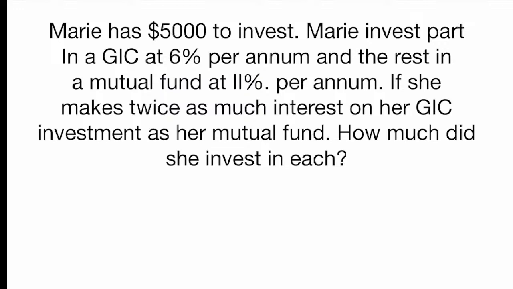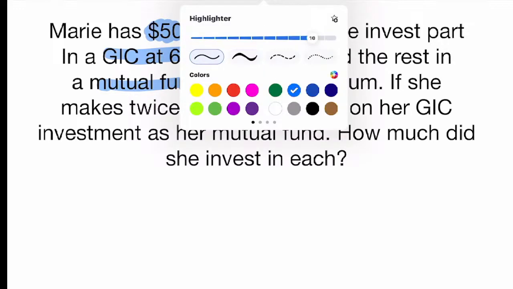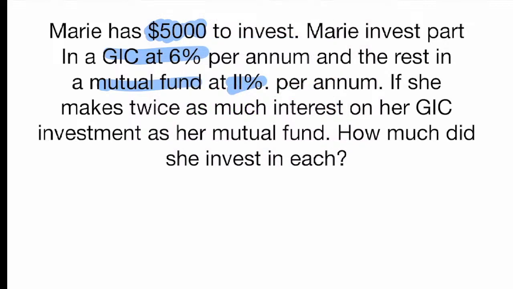But here, try an interest question. You guys have been asking me about the interest question here. So this is Marie looking to invest $5,000. Part is in a GIC at 6%. The other is in a mutual fund at 11%. They tell you that she makes twice as much interest on her GIC as her mutual fund. How much did she invest in each?